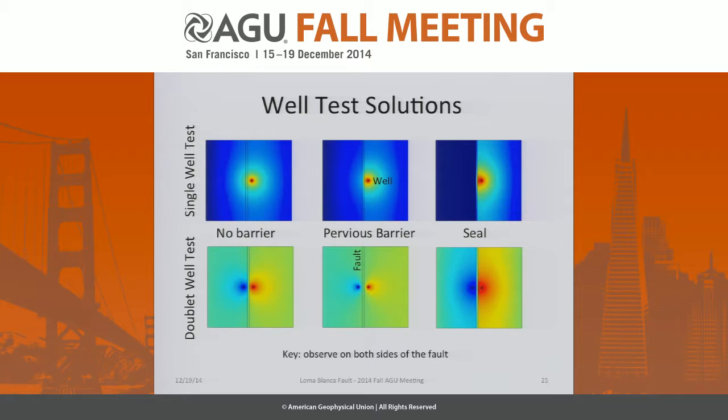At the top is a single well test. The fault is sort of in the middle, the well slightly to the right. At the bottom is a doublet well test where we're injecting on the left side and producing on the right side. As you go across this diagram, the leftmost pictures depict what happens if there's no barrier present. It's just basically infinite aquifer kind of flow. The right one is we have a perfect seal. Those two end members are homework problems. The one in the middle is the one with a pervious fault.